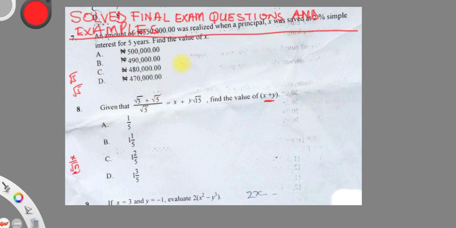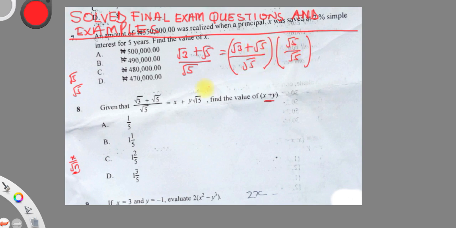Therefore, we solve this. We have (square root of 3 plus square root of 5) all over square root of 5. This is the question we are given. Write the same thing, we have not done anything to it. Then we multiply the numerator and the denominator by the conjugate of the denominator, which is square root of 5, divided by square root of 5.